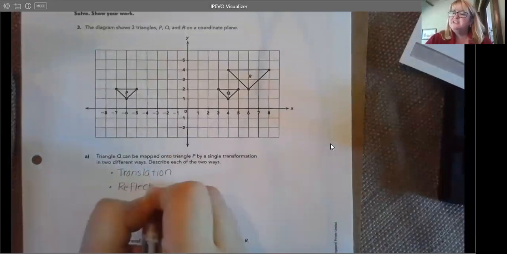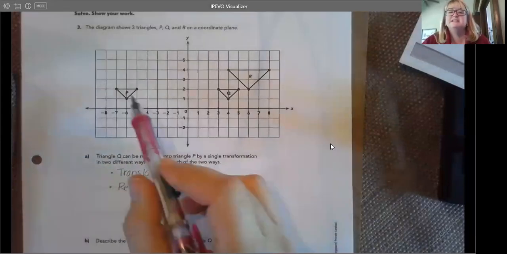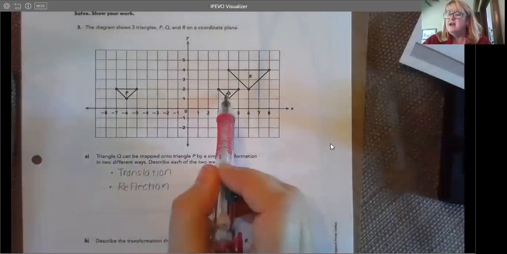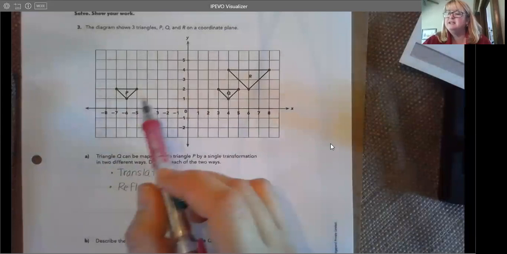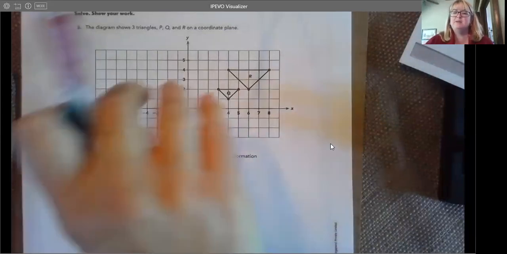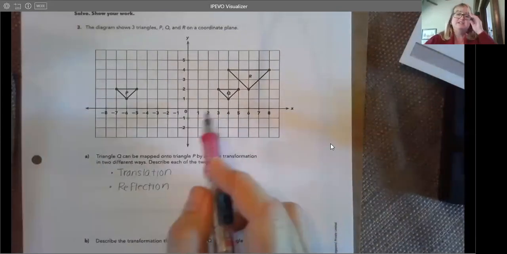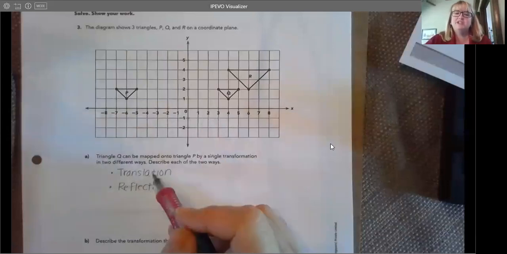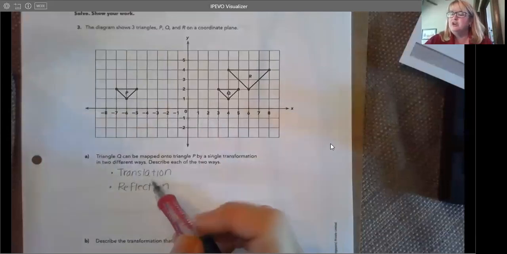The other 2, dilation, clearly we are not dilating because they're the same size. And we are not rotating because if you rotate it, it's going to be facing a different direction. So these are the 2 transformations that we can go from here to here.